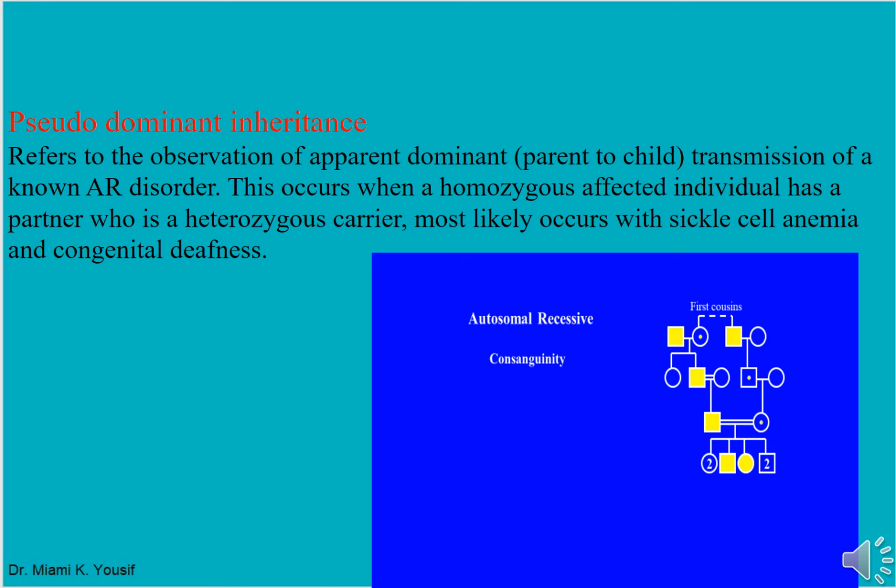So why did this happen? For diseases that are common in the community like sickle cell disease, you expect many individuals in the family to be affected or carriers. So when two cousins mate, if one of them is affected and the other is a carrier, they will give affected children, and the pattern of inheritance will apparently look like autosomal dominant.